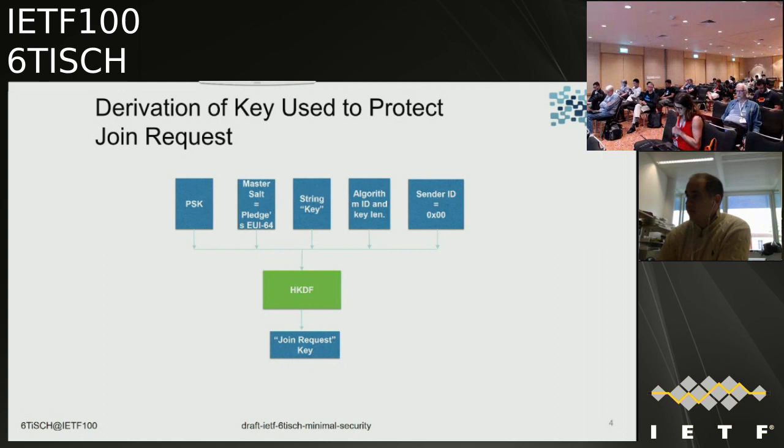And for the join response, next slide please. What changes is only this sender identifier. This sender identifier now corresponds to the JRC, but that both nodes, both pledge and JRC, need to have, of course. And with this we end up with the join response key.